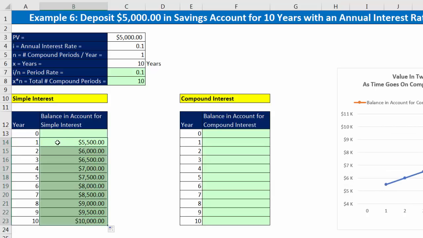This gives us a running balance of the amount in our savings account for each year. 5,500 at the end of the first year, 6,000 at the end of the second year, and so on. Year 10, we have $10,000 in our account. Now, this formula will work if I copy it up because the whole interest calculation is being multiplied by 0.